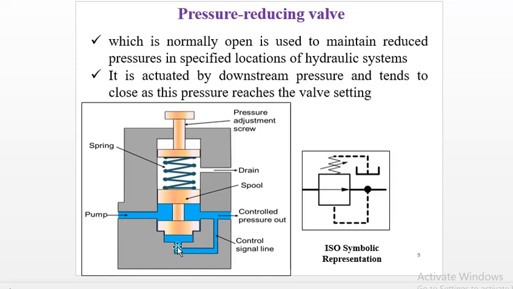Pilot pressure means it is the hydraulic line connected to that particular valve for closing and opening of this valve. So pilot pressure is moving that particular spool upward and downward. Due to that this spool will move, maintaining the pressure or controlling the pressure at a specific region. So this is regarding the pressure reducing valve that works on the second principle.